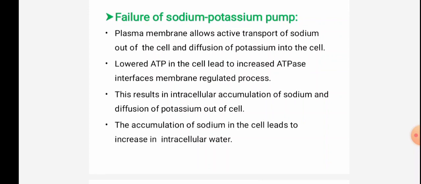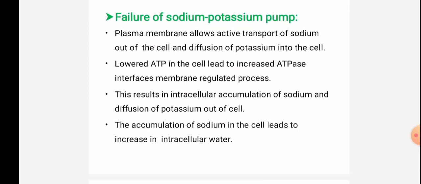Next is failure of the sodium potassium pump. The plasma membrane allows active transport of sodium out of the cell and diffusion of potassium into the cell. Lowered ATP in the cell interferes with this membrane-regulated pump process, which allows sodium out of the cell and potassium into the cell.